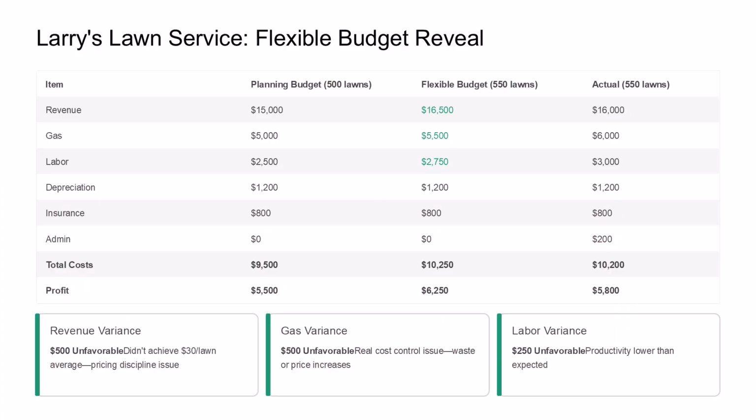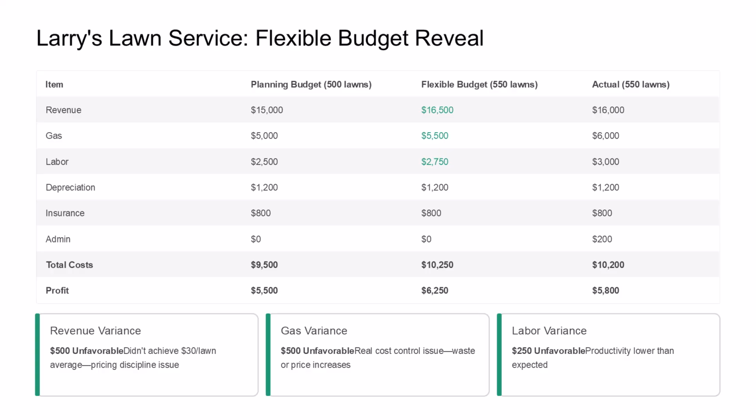Larry's lawn service, the flexible budget reveal. Now let's flex Larry's budget to the actual activity level of 550 lawns and see what really happened. For revenue, at $30 per lawn, 550 lawns should generate $16,500. That's the flexible budget revenue. Larry's actual revenue was $16,000, so he actually has a $500 unfavorable revenue variance. He didn't charge the full $30 per lawn on average. Maybe he gave some discounts. Maybe he had some disputes. But that's a revenue performance issue worth investigating.